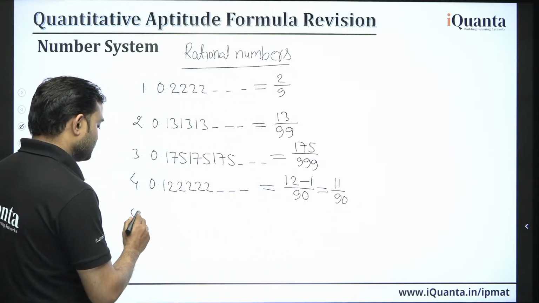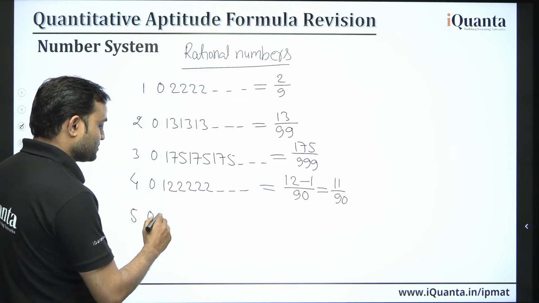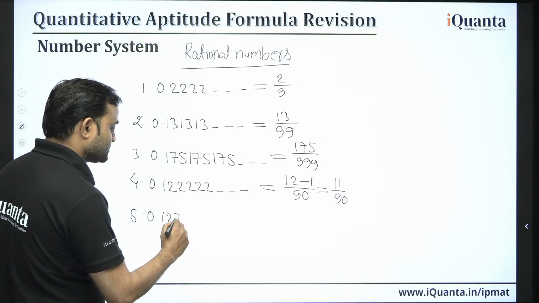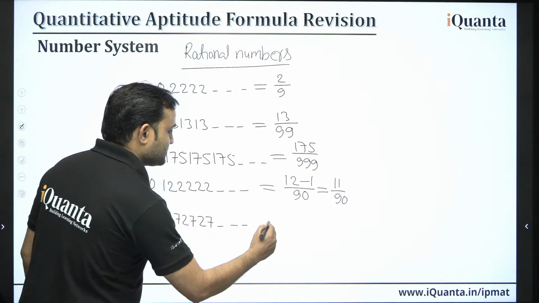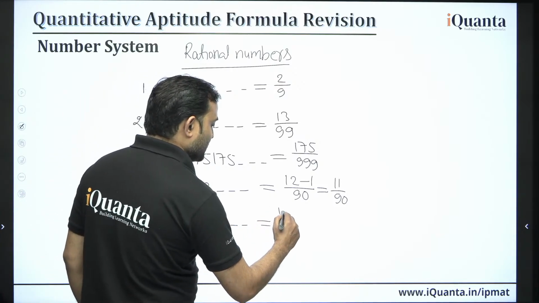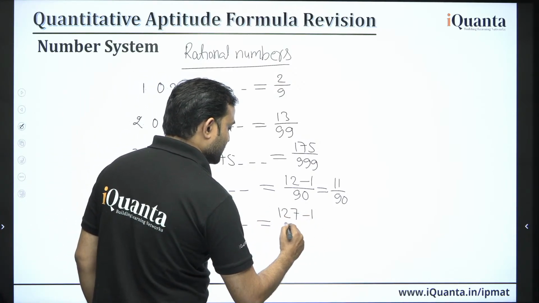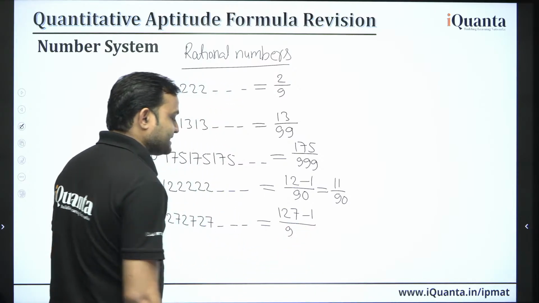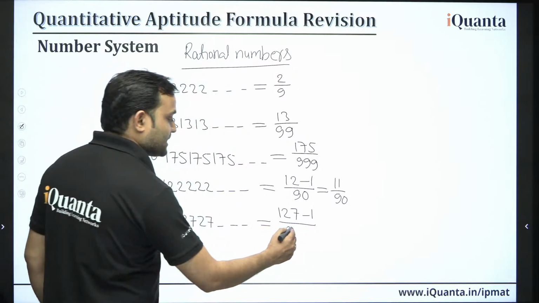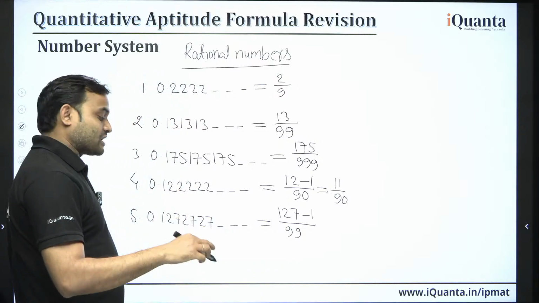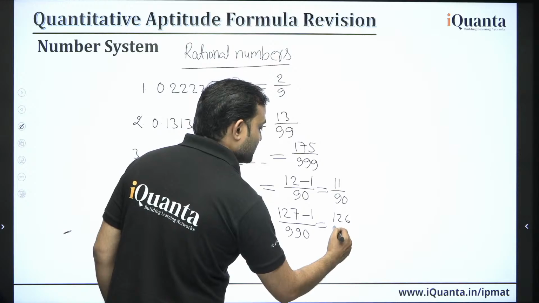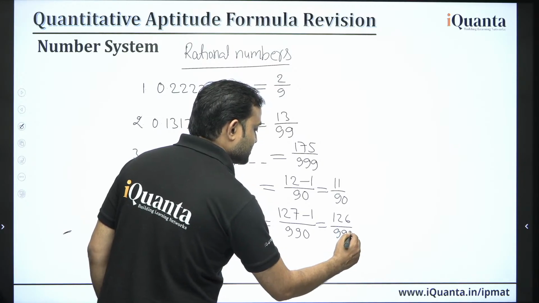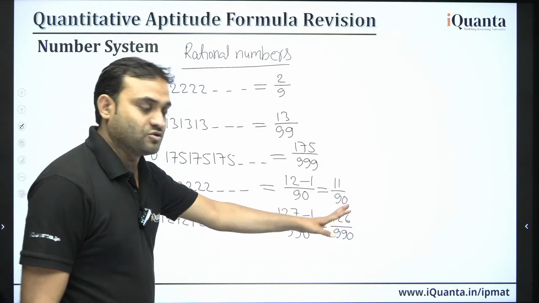Then another example, 0.12727 and so on, with 2, 7, 2, 7 repeating. This will be equal to 127 minus 1, divided by how many digits are repeating? 2 digits, so 2 times 9, that is 99. How many digits are not repeating? 1 digit, so put 1 zero. This will be equal to 126 divided by 990. You can simplify it yourself.